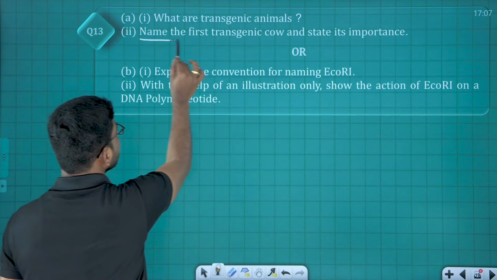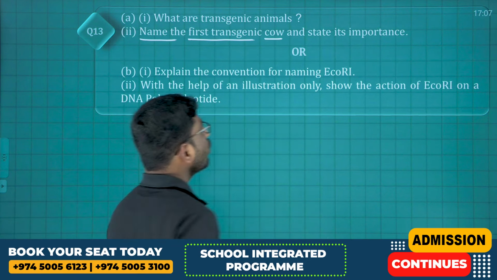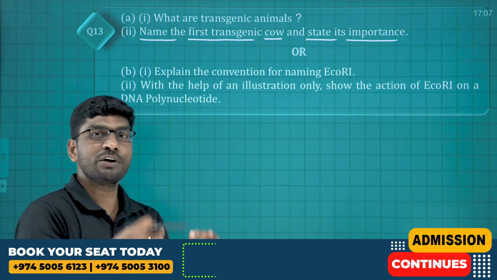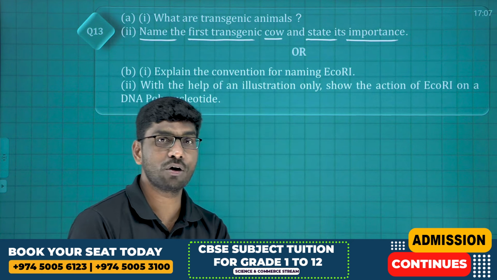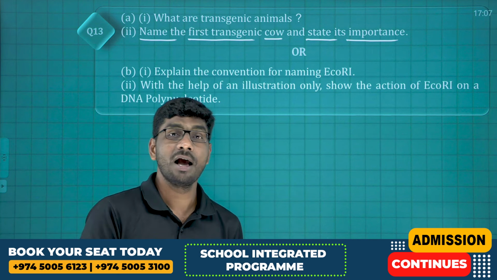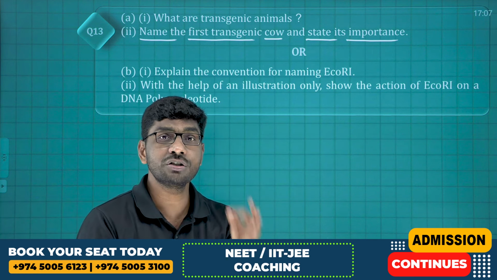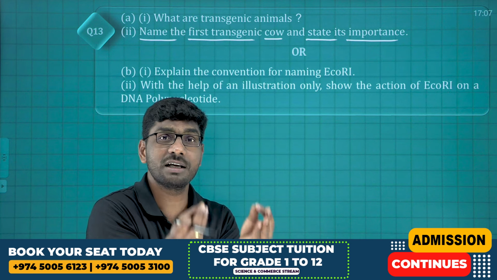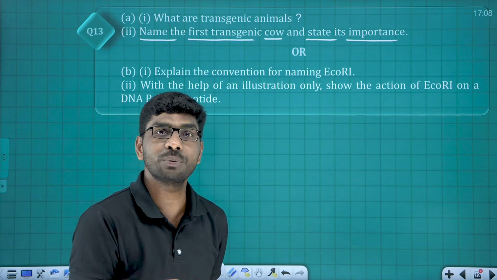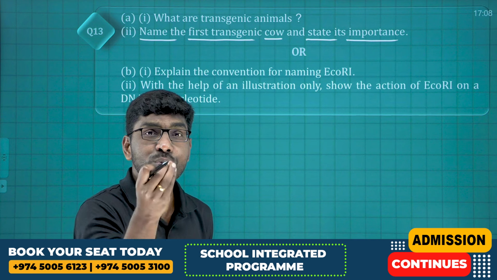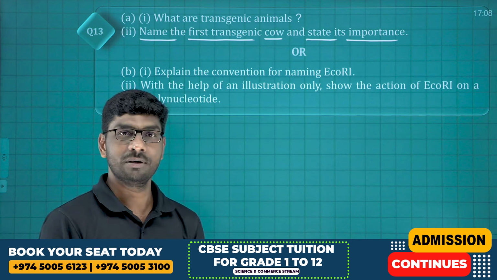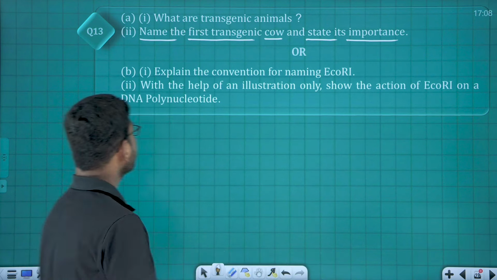Next, name the first transgenic cow, Rosie, and state its importance. Rosie, we are using to obtain a biological product called what? Alpha antitrypsin. Sorry, alpha-lactalbumin. This is the mother milk protein. Whatever protein is present in mother milk, the same protein gene we insert in the Rosie cow and obtain 2.4 grams in a liter of milk. Alpha-lactalbumin, biological product. Clear? Next.